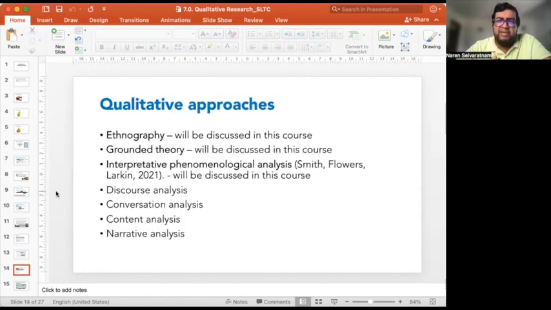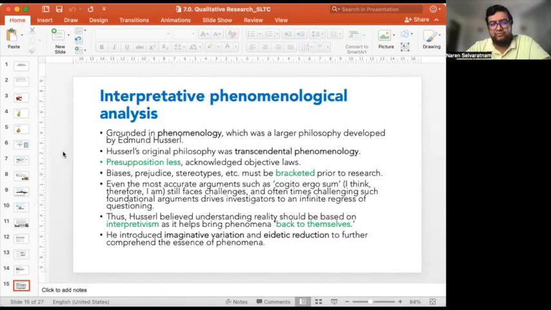So there are different qualitative approaches. You have ethnography, and then you have grounded theory, interpretative phenomenological analysis, discourse analysis, conversation analysis, content analysis, and narrative analysis. Now today, I will discuss ethnography, grounded theory, and IPA, interpretative phenomenological analysis. Let's start with IPA. That's the qualitative research type that I know the most. So this is grounded in phenomenology. Now we know phenomenology was a larger philosophy developed by Edmund Husserl. And Husserl's original type of phenomenology, we call it transcendental phenomenology.